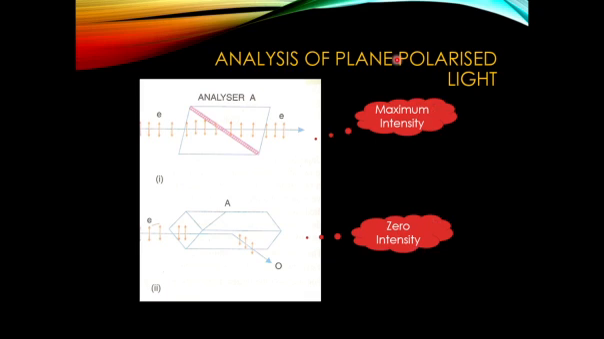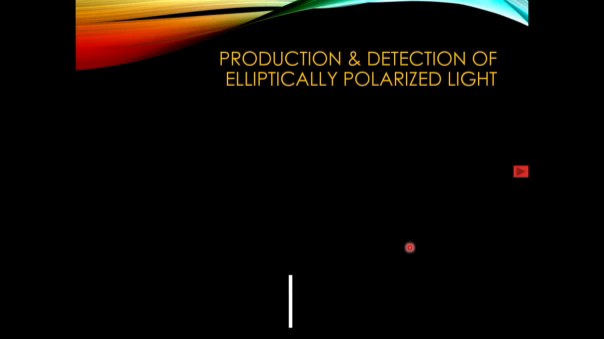So for plane polarized light analyzed using an analyzer, rotating the analyzer, we can see that it can become parallel twice, and hence you'll get maximum intensity twice, and it can become perpendicular twice, and hence you'll get zero intensity twice on a complete rotation of the analyzer. So this is the point you have to remember.